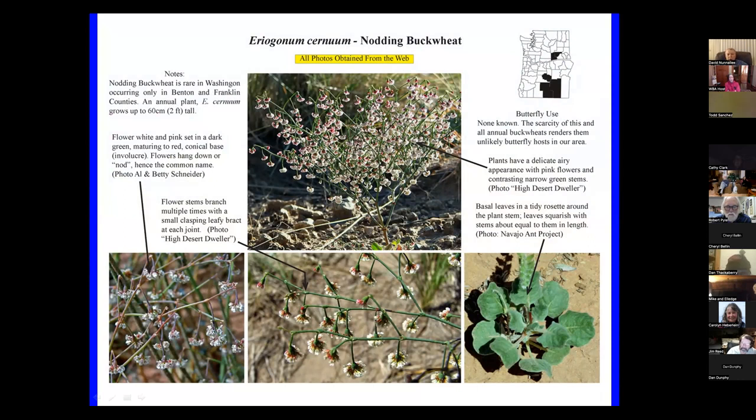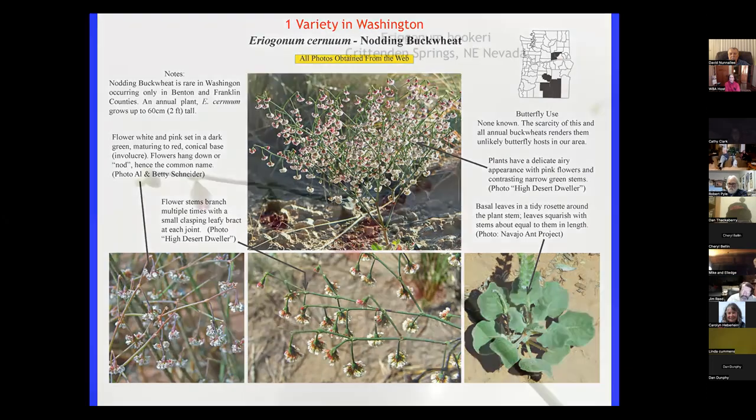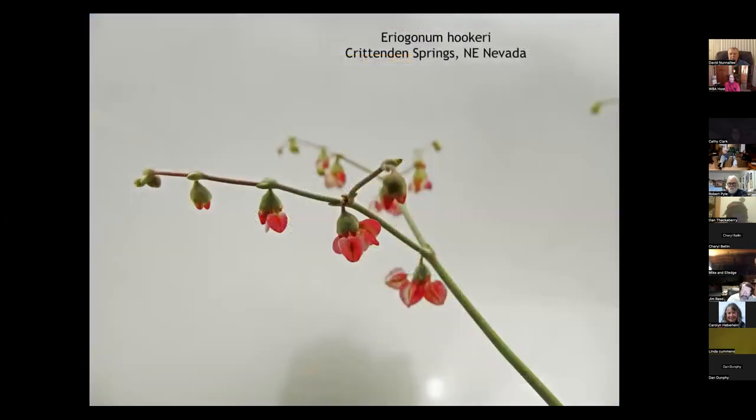This happens to be Eriogonum cernuum. This plant has been found on the Hanford Reservation. It's only in the most restricted part of the Hanford Reservation, so you can't get in to see this at all. And I know it's recorded on the university's web page as occurring there, but I've never seen it in Washington. One variety here. This is a very closely related species, which I photographed in Nevada to show how the flowers, again, are pendulous, hanging from the stems.